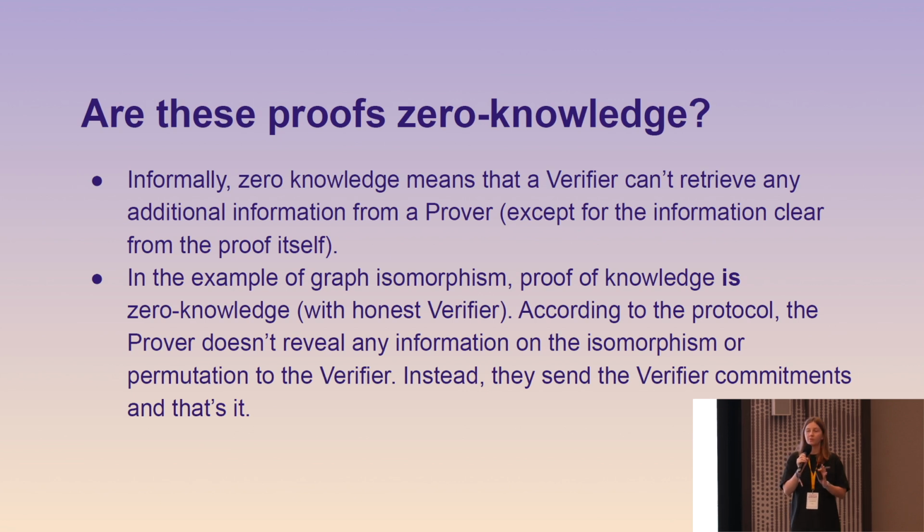We want to know if this proof has zero knowledge. Informally, zero knowledge means that a verifier can't retrieve any additional information from a prover except for the information clear from the proof itself. In the example of graph isomorphism, our second example, the proof of knowledge is zero knowledge.